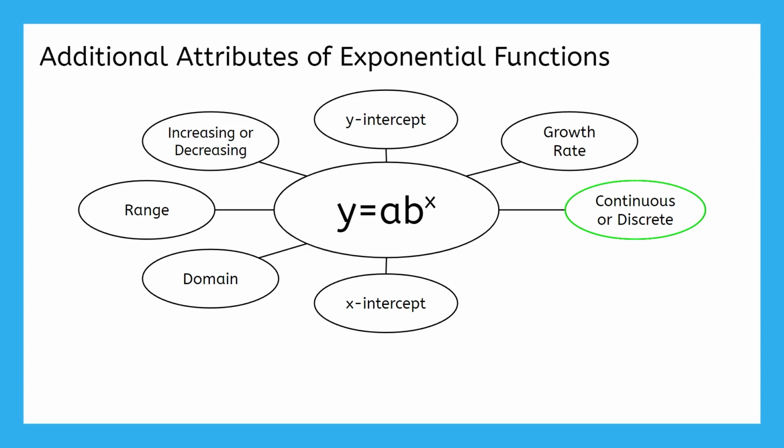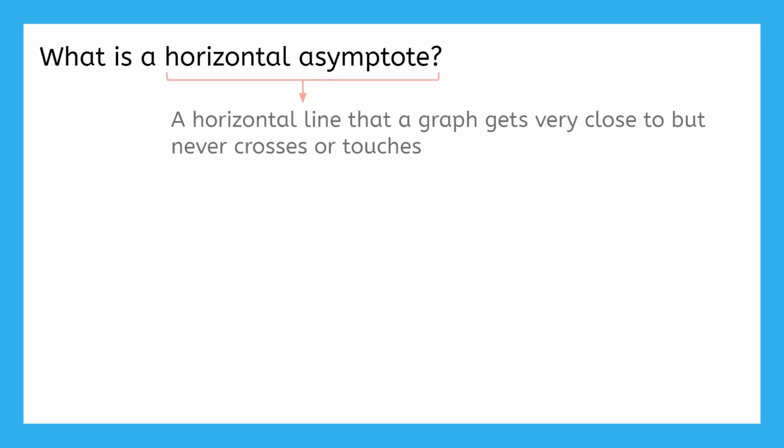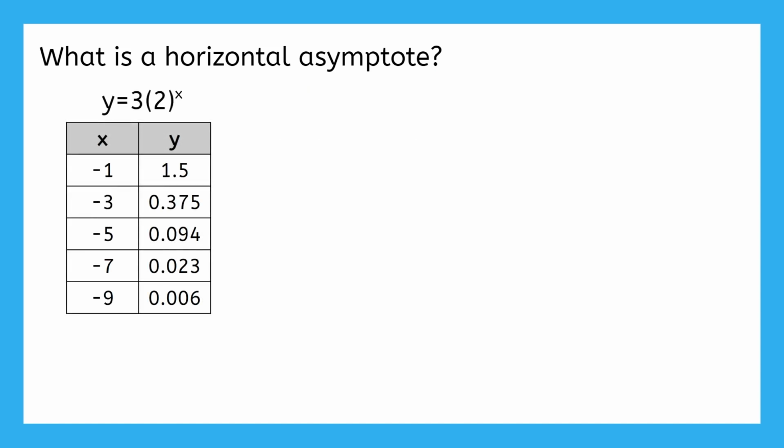The last attribute we need to talk about relates to a function's restrictions. Let's take a look at a function from last lesson to discuss a completely new idea: horizontal asymptotes. So, what exactly is a horizontal asymptote? A horizontal asymptote is a horizontal line that the graph of a function gets very close to, but never crosses or touches. Take a look at the table for this function.